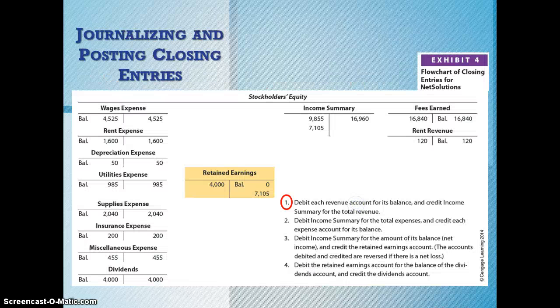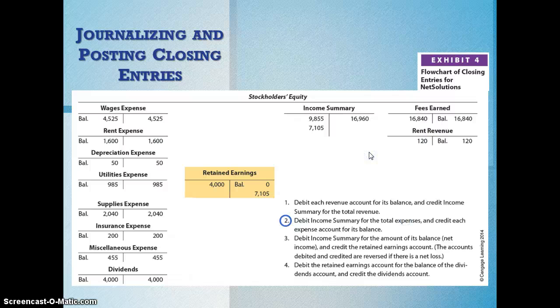Okay, so here we go. Step one, of course, is to close the revenue account. Revenue accounts have a normal credit balance. We'll see here, this is their balance. So to close them, we debit them and we transfer it into income summary. If we debit our revenue accounts, then we have to credit our income summary account.